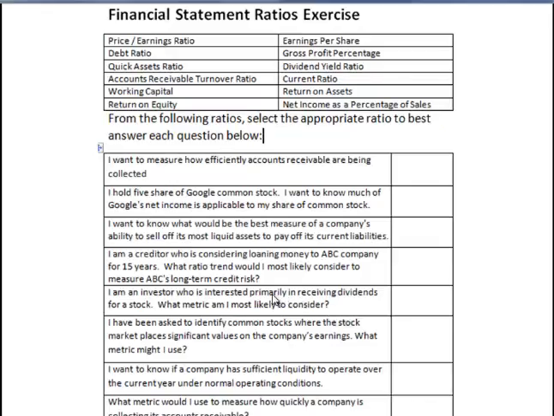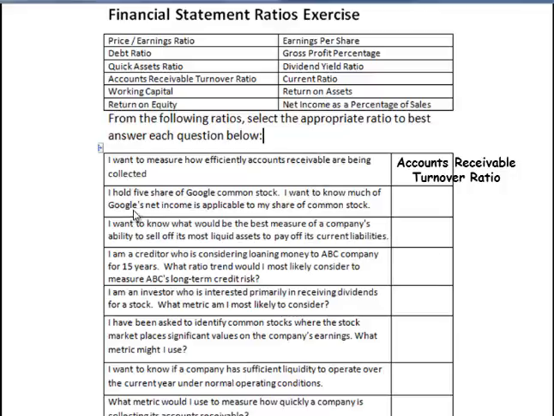Okay, now let's look at what we call the financial statement ratios exercise. And here at the top you're given a number of different financial statement ratios, and down the slide here it says, from the following ratios select the appropriate ratio to best answer each question below. So the first one is, I want to measure how efficiently accounts receivable are being collected. So if you remember from our cash cycle, we go from cash to inventory. There we measure inventory turnover, and that inventory then is converted to a receivable, and there we measure receivable turnover. So that would be the accounts receivable turnover ratio.